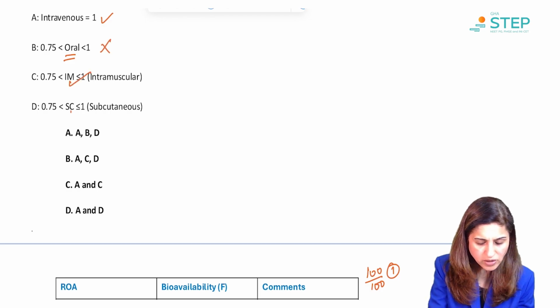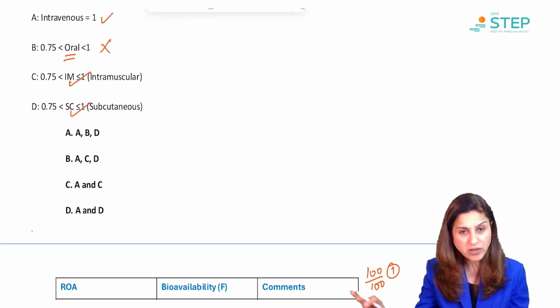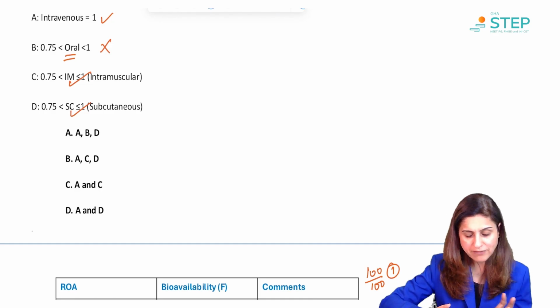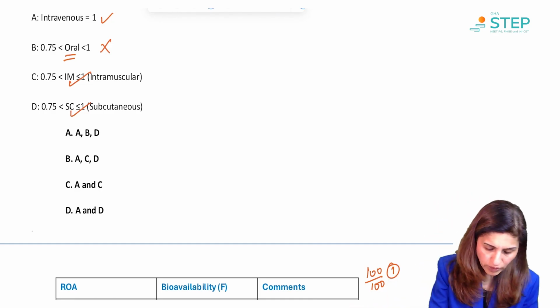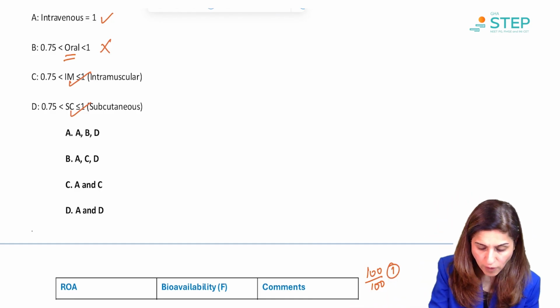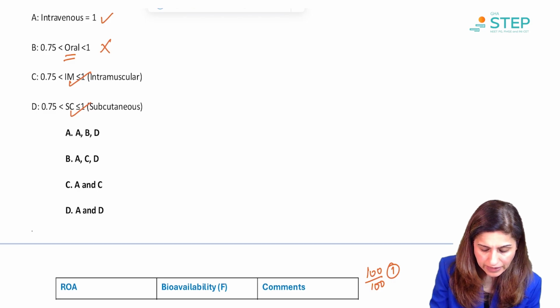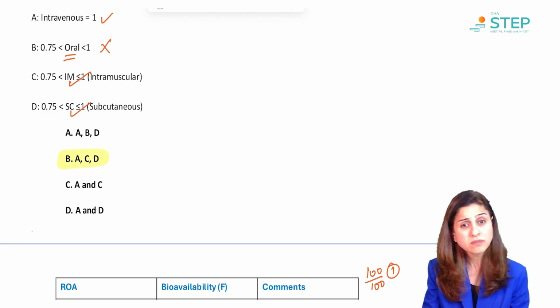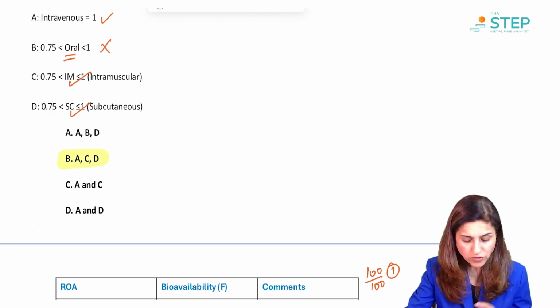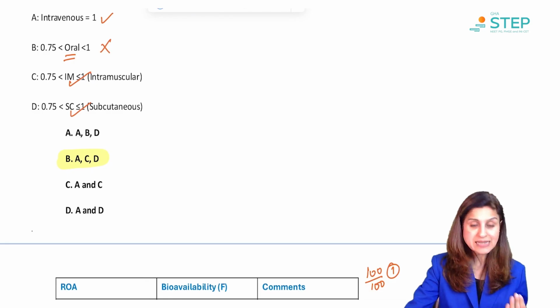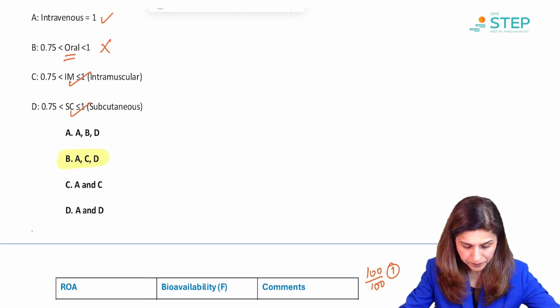While for intramuscular and subcutaneous, they can range from 0.75 to 1. So A, C and D. So which is the option which gives us A, C and D? And that is this one, right? So out of this, the best possible answer for us is A, C and D.